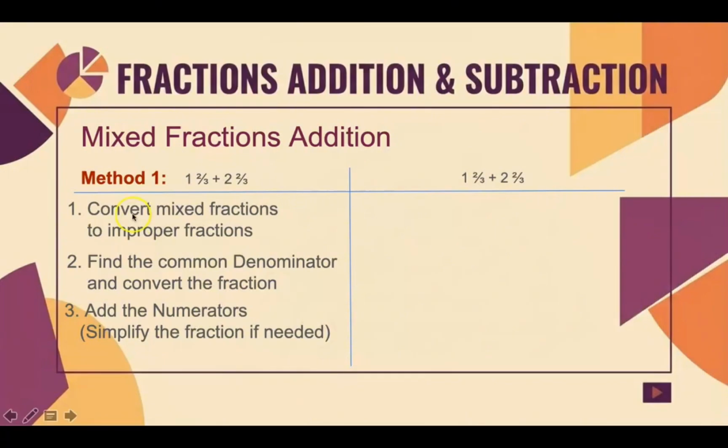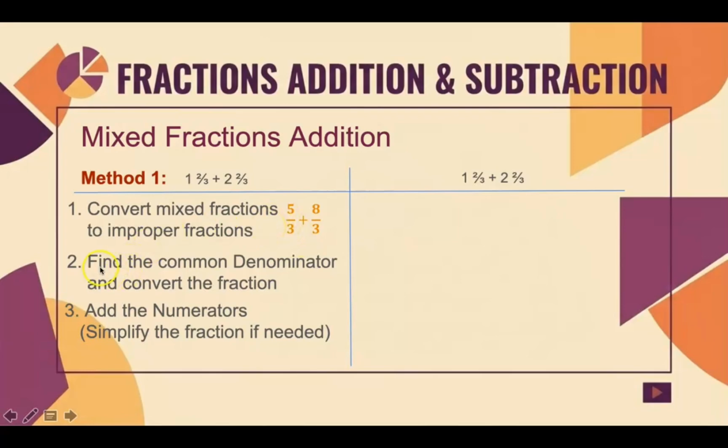So here, let's solve this example using method 1. So let's do step 1 first. We need to convert the mixed fractions to improper fractions. 3 times 1 is 3, and 3 plus 2 is 5, and the denominator stays the same, so we'll get 5/3 for the first fraction. And for the second fraction, 3 times 2 is 6, and 6 plus 2 is 8, so we'll get 8/3 for the second fraction. So we're left with 5/3 plus 8/3.